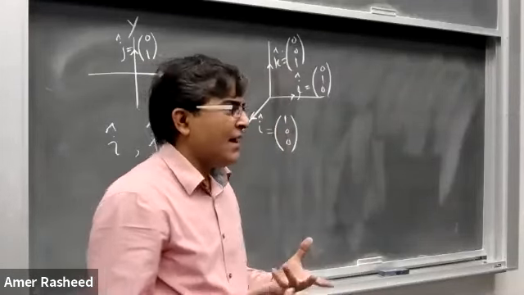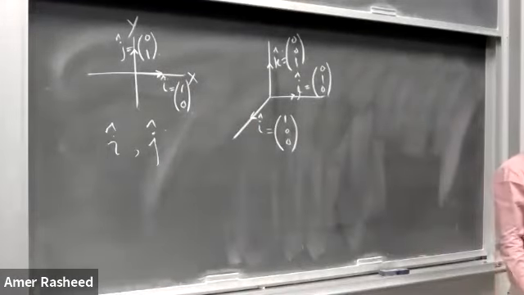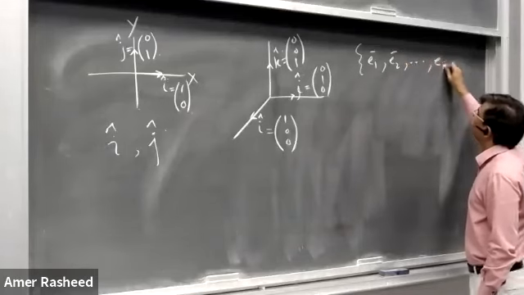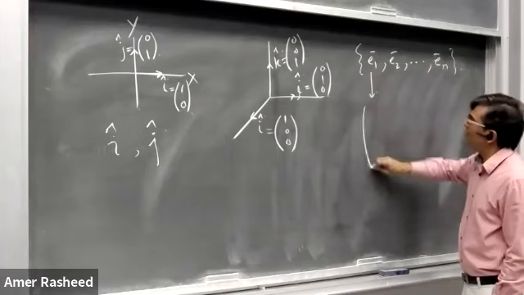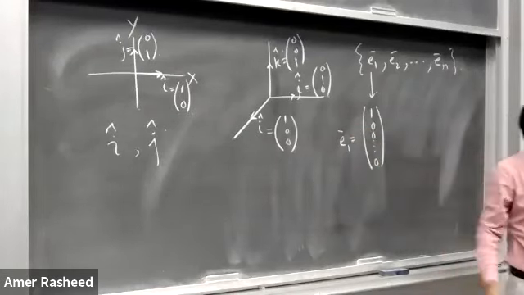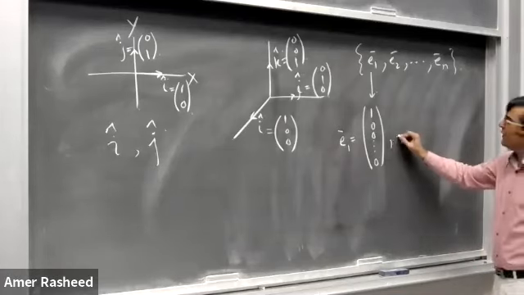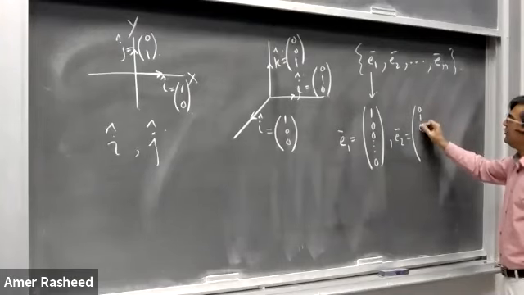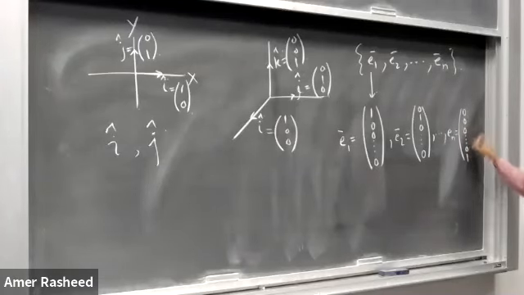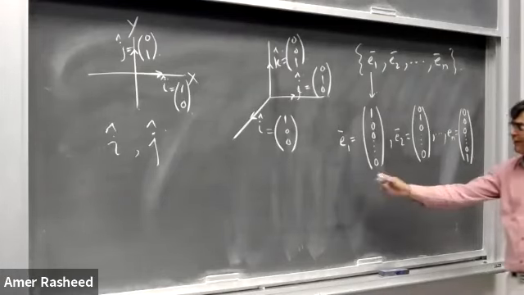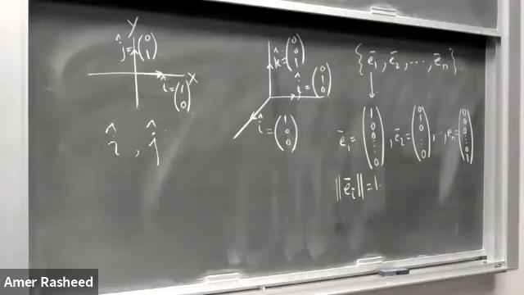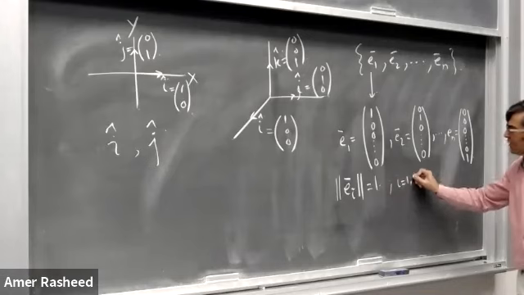Means norm 1. Ab agar aap is concept ko generalize karein R n mein, then we denote the standard unit vectors by E1, E2, so on, EN. Where E1 is 1, 0, 0, so on, 0. This is your E1 vector, which is a unit vector. And E2 is 0, 1, 0, so on, 0. And so on, EN would be 0, 0, 0, so on, 0, 1. The last one will be 1. The norm of EI vector is equal to 1, where I is from 1 to N.